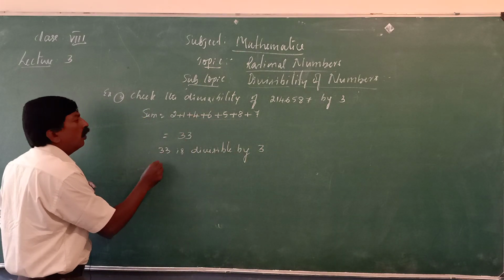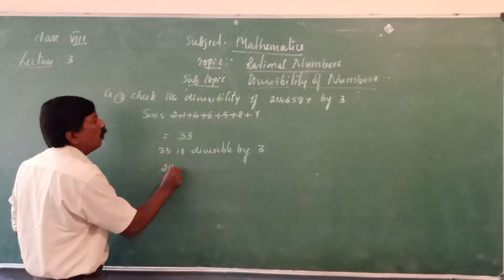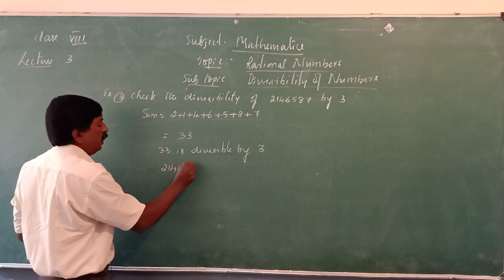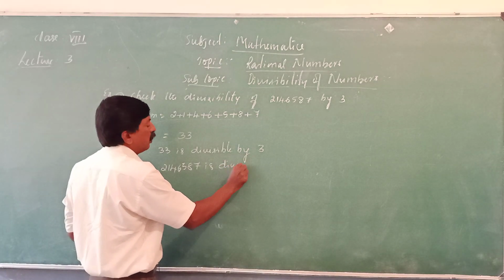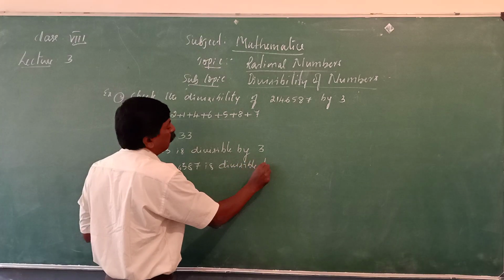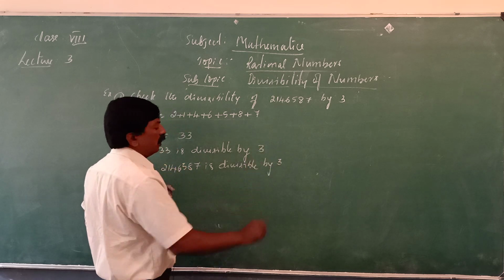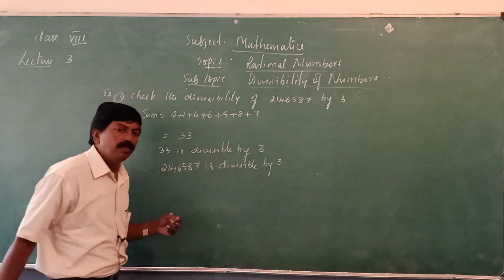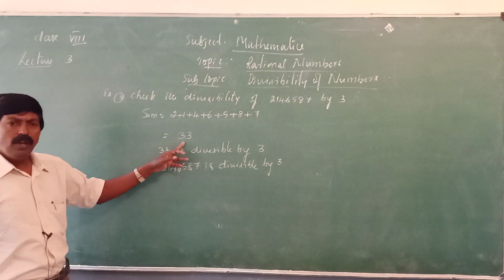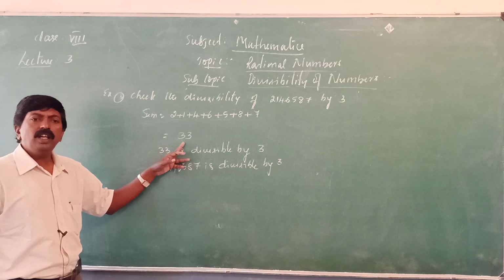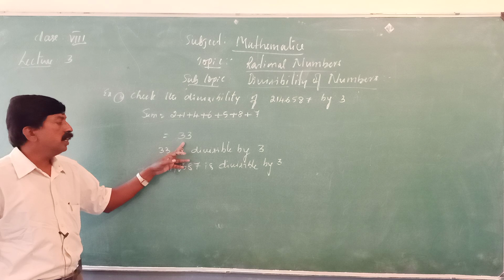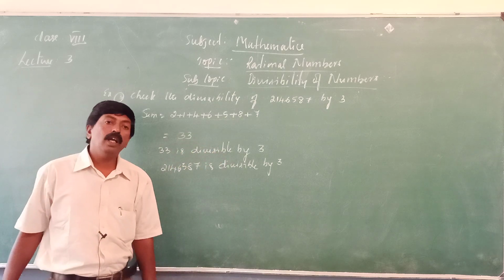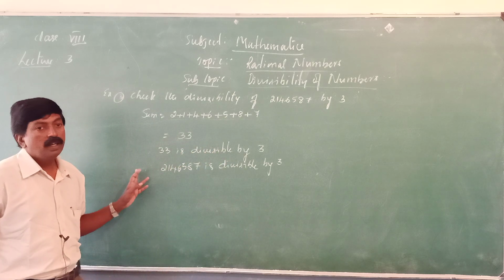3. So therefore 2146587 is divisible by 3. You can verify divisibility by 3. Now if you take 9 3s are 27, 9 4s are 36. It is not divisible by 9.